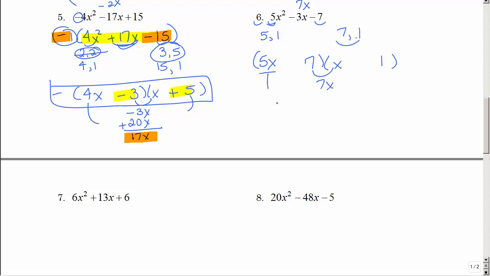That's going to be 7x. That's going to be 5x. Well, if I add them, I get 12. If I subtract, I get 2. I don't get 3.